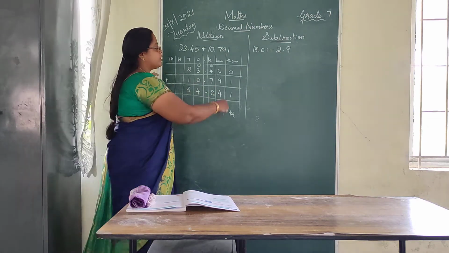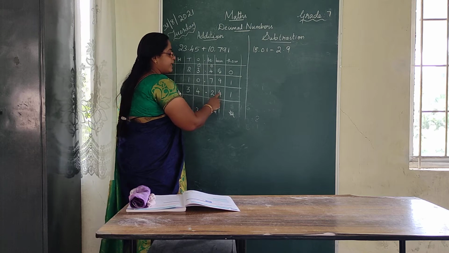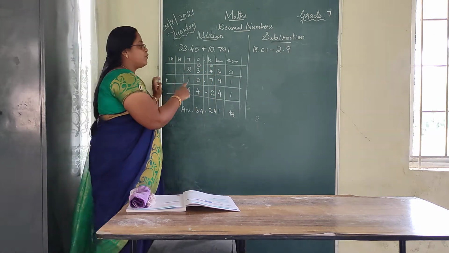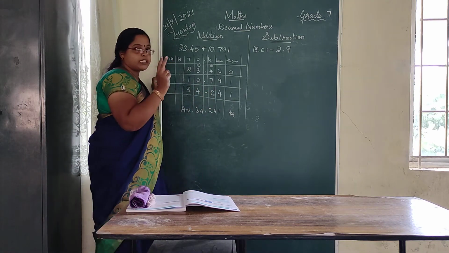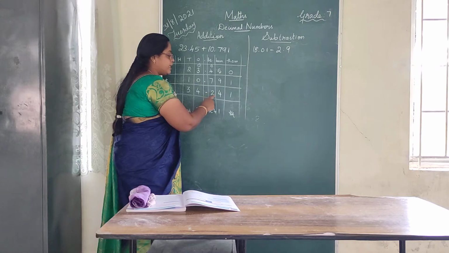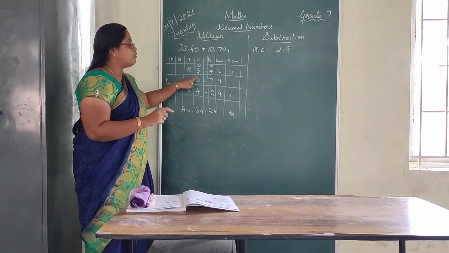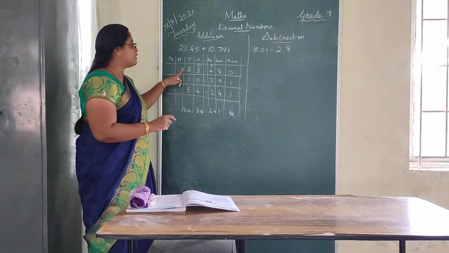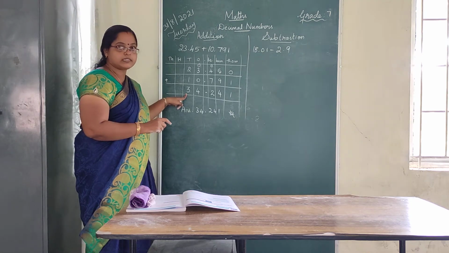Now we are going to add. 0 plus 1 is 1, 5 plus 9 is 14, 4 should be written here, 1 on the top of 4. Next, 1 plus 4 is 5, 5 plus 7 is 12, and 12 is a 2-digit number, that's why we are writing 2 here. 1 should be kept on the top of 3, and 1 plus 3 is 4, 4 plus 0 is 4, so we are writing 4 here, and 2 plus 1 is 3. This is addition. Okay, do you understand this?